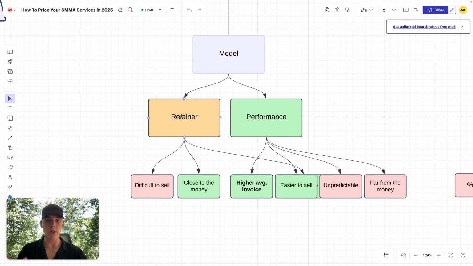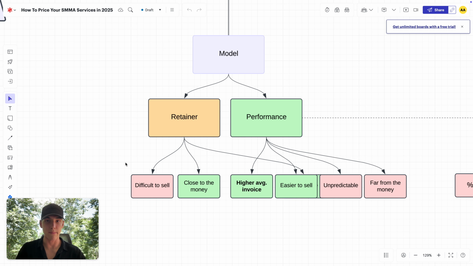You have a retainer model and you have a performance model. Only these two exist, and each one has its benefits and its drawbacks. The retainer model is close to the money, but it is difficult to sell. And what I mean by close to the money is that the loop from you signing a client till that client paying you and that money hitting your bank account is very, very short. You can get people to pay your invoice directly on the call and the money hits your bank account basically immediately, but it is much more difficult to sell because the risk is on the client and not on you.